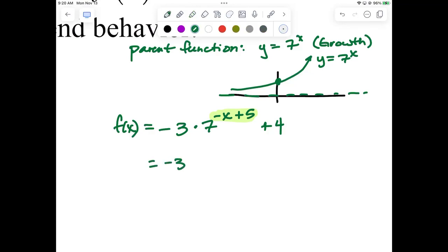Not only does the x term have to be first, but the coefficient of the x has to be a 1. So in the exponent, I have to factor out the negative, and I get x what? Minus 5, close parentheses, and then plus 4.